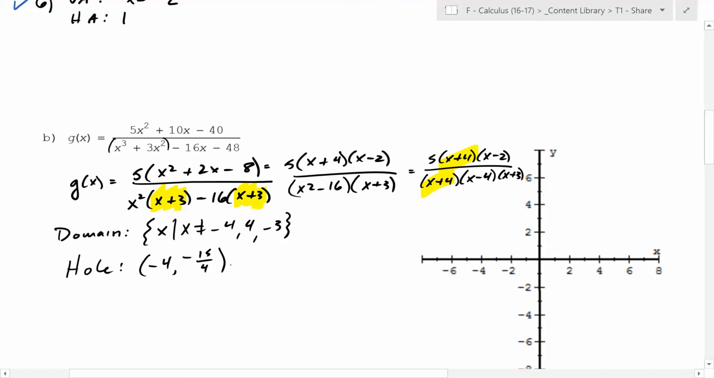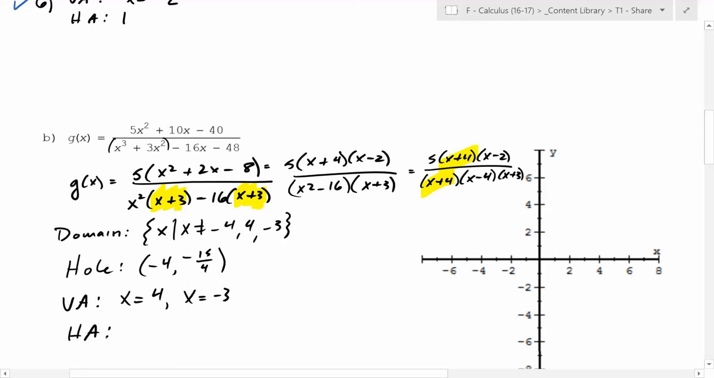So next, after you find the hole, there's a bunch of different things you can do. What could you do next after I find the hole? Yeah, I like vertical asymptotes. That's what I would do. So that's going to be x equals what? x equals 4. Yep, and x equals -3. Nice. And then a horizontal asymptote.